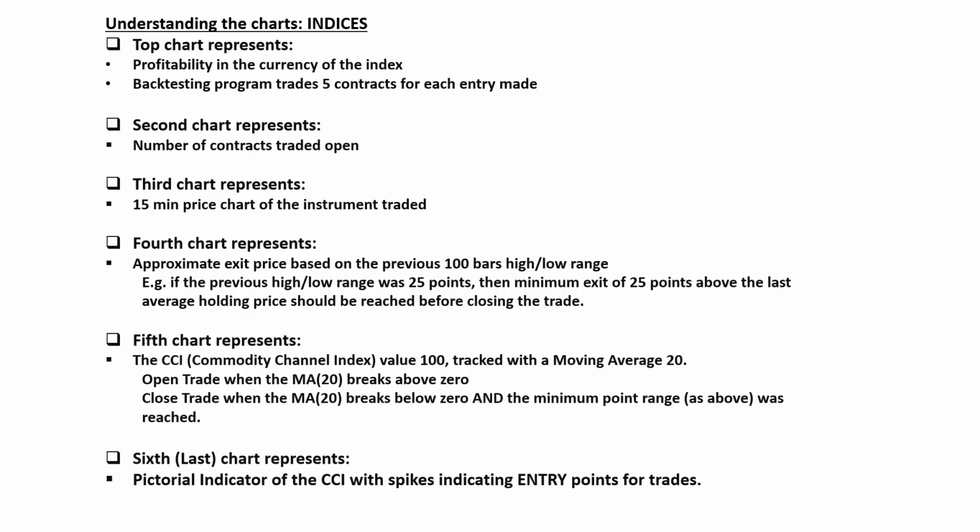The fifth chart represents the commodity channel index, or the CCI 100. We're tracking that at the moving average of 20. So the open trade is when the CCI moving average breaks above zero, and we close a trade when it breaks below zero, and the minimum range above has been reached. The last chart is simply a pictorial of this CCI indicator, and the spikes indicate entry and exit points.